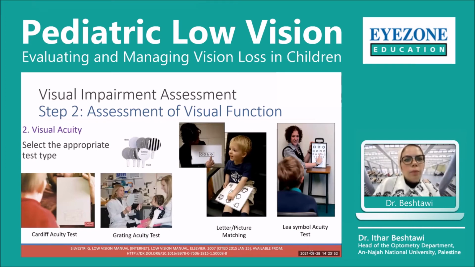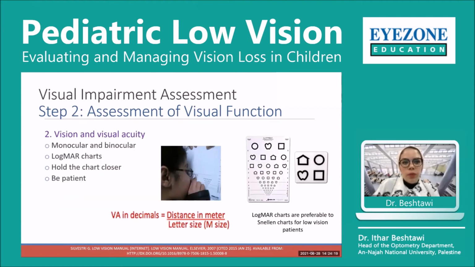Then we check for visual acuity, and for visual acuity testing, there are a variety of test options from which you can choose the most suitable for your patients, and always try the most complex one. You do have the Cardiff acuity test, the grating acuity test. You can also choose picture matching visual acuity tests. The Lookmark distance visual charts are very much more useful within the low vision context.